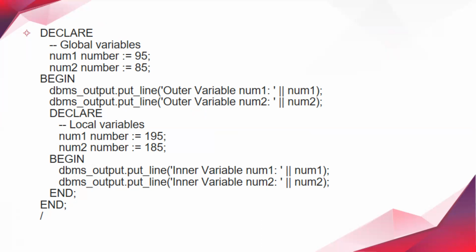Here, for the local variables, whenever I begin and print number1 and number2, these will execute only within this block. So it prints only 195 and 185. And then the program ends. So this is how you have to use local variables and global variables. Whenever you declare a global variable, it can be used anywhere in your block. Whenever you use a variable within a single block, it can be used in that block itself.